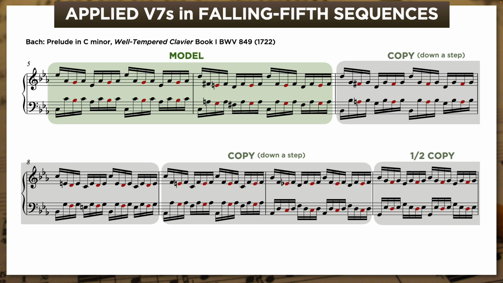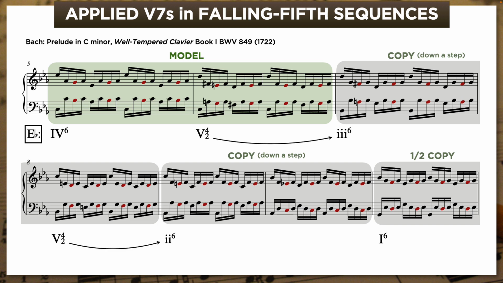Each chunk of the sequence starts with a first inversion triad in the key of E flat major. 4-6, 3-6, 2-6, and 1-6. But the last three of these are each preceded by their own dominant seventh. And you can see from the accidentals that two of those, being applied dominant sevenths, introduce a bunch of notes from outside the key, chromatic notes.